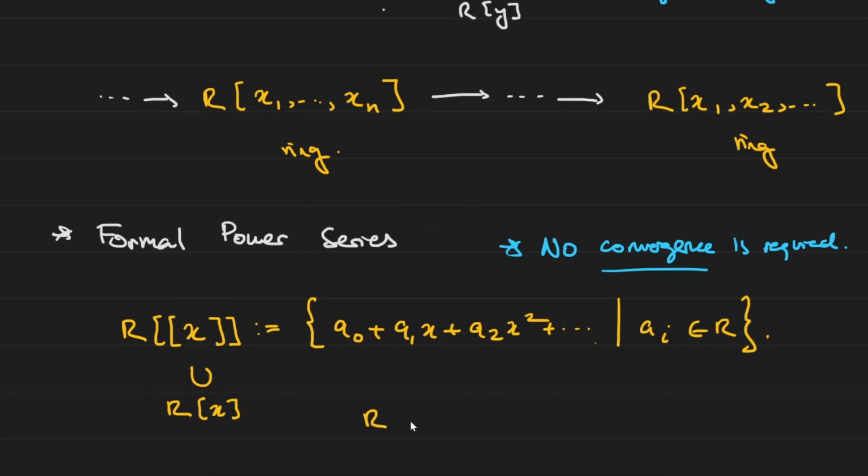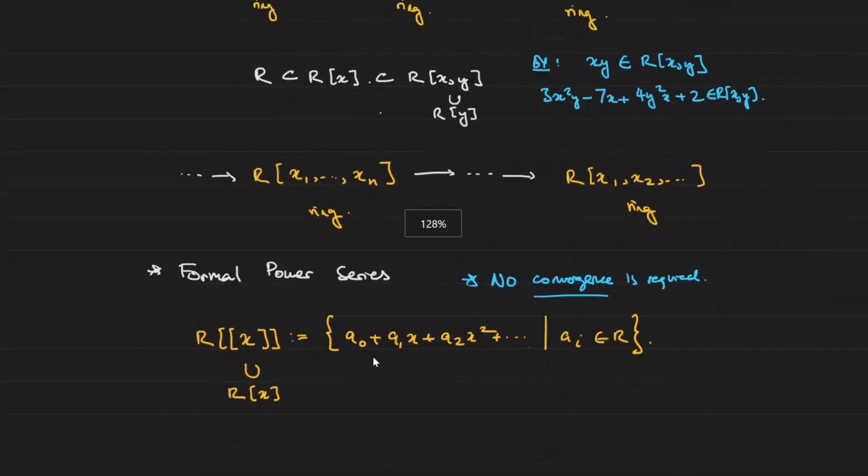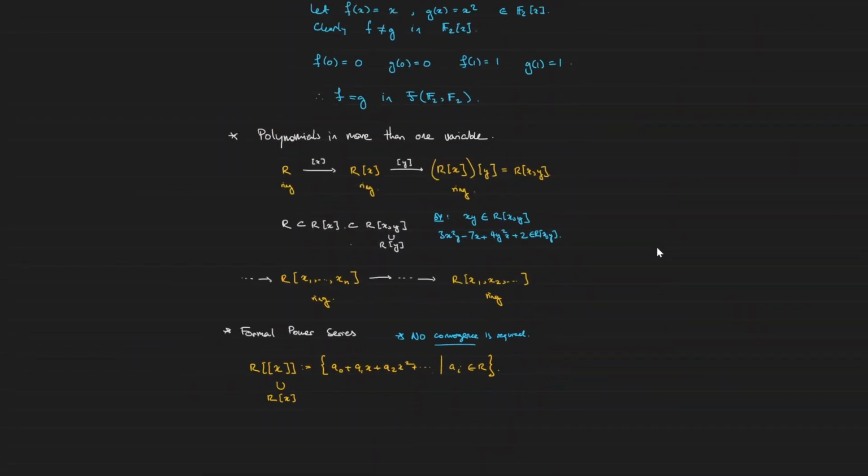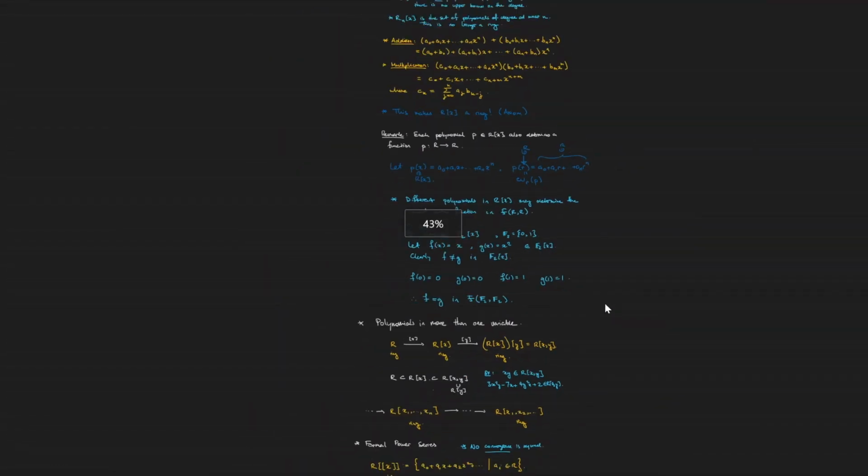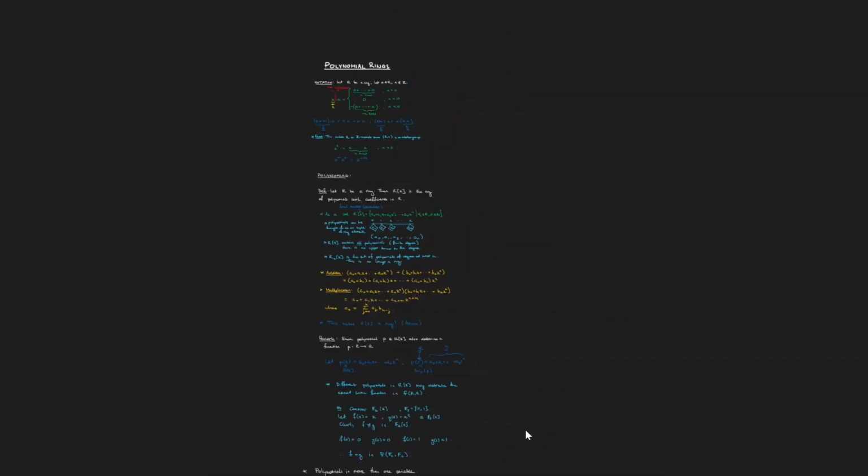And if you want to be fancy, you could probably have formal power series in multiple variables as well, but we're probably not going to see formal power series again. This is just a fancy example to show you all the crazy sorts of rings you can build from having just one ring to work off. So that's going to be all for this video on polynomial rings.